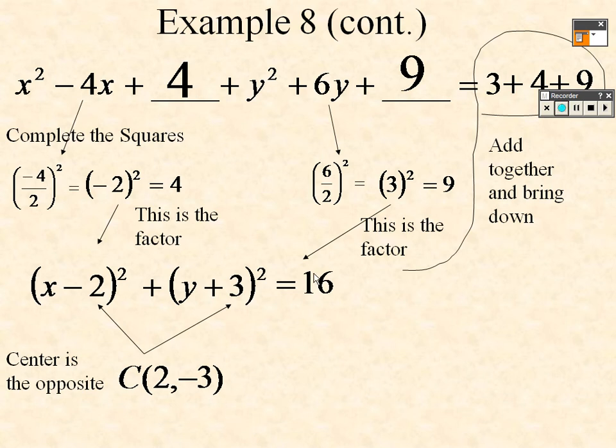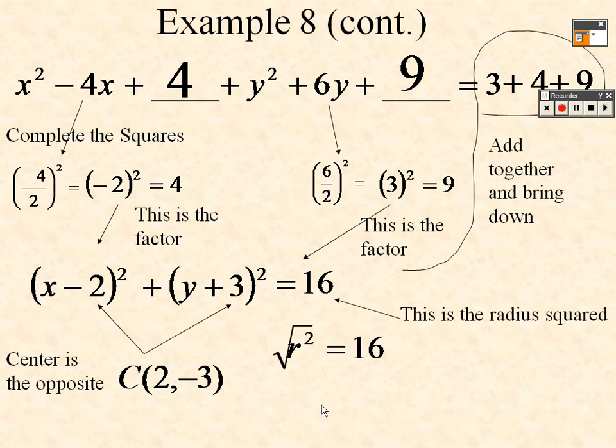And to find the radius, all you need to do is square root whatever that number is, and the square root of 16, because that's r squared. So when you square root it, the square root is 4. So the radius is 4.